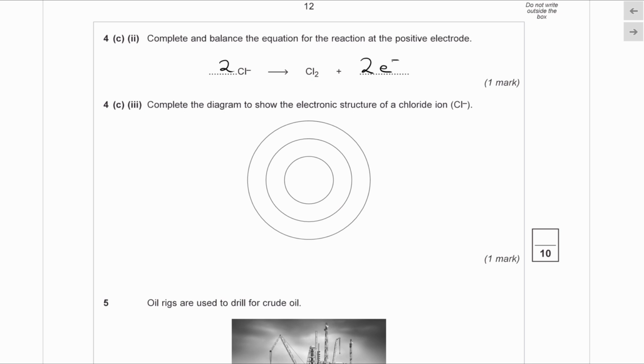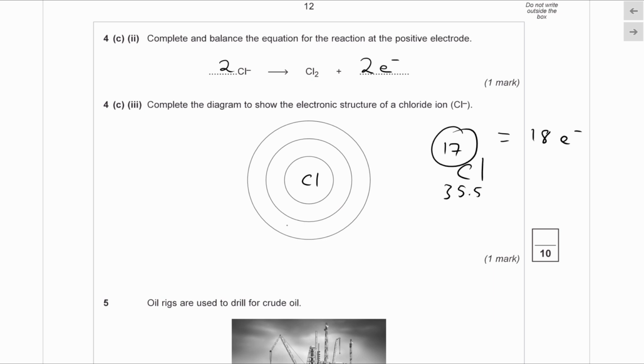Okay. Then it says complete the diagram to show the electronic structure of a chloride ion. Okay. Now if you take a look at a periodic table, you'll know that chlorine will look something like this. You'll have 35.5 at the bottom and 17 on the top. What's important is that 17. That tells you the number of protons and thus the number of electrons in a chlorine atom, okay? In an atom, so that's important. In an ion, chlorine accepts 1 electron to become chloride, and so the number of electrons is going to be 18 electrons, all right?